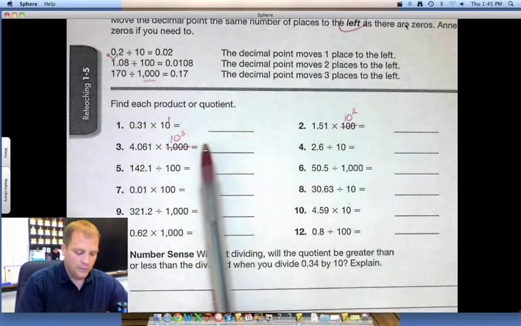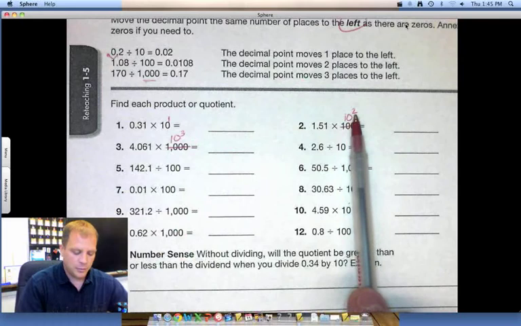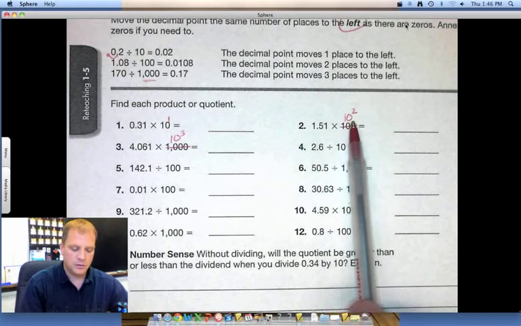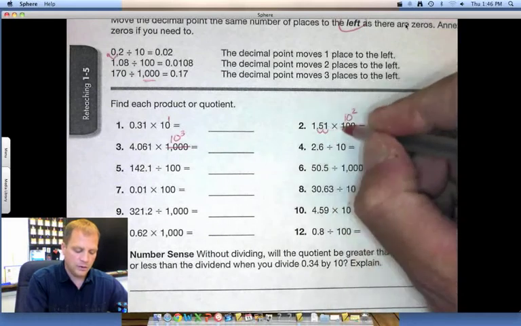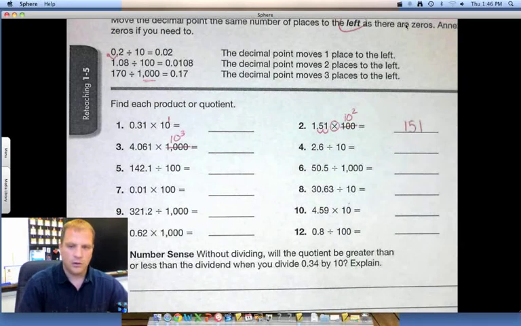So if you look at the numbers as exponents, you know that the exponent itself is the total number of places you are going to be moving your decimal. Now again, if you are multiplying, you're moving it to the right, and if you are dividing, you're moving it to the left. So in this case, 1.51 times 10 to the second power, or 10 squared, you're going to be moving it over two places to the right, because again, we are multiplying. So your answer is going to be 151.